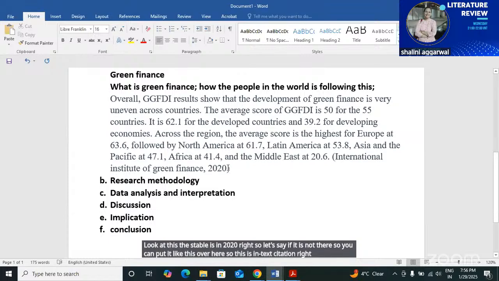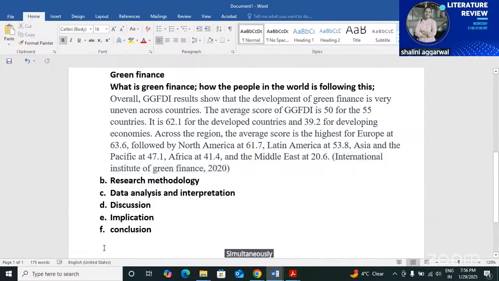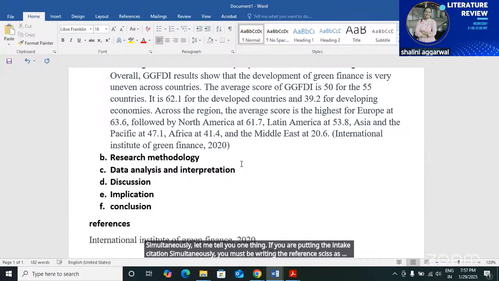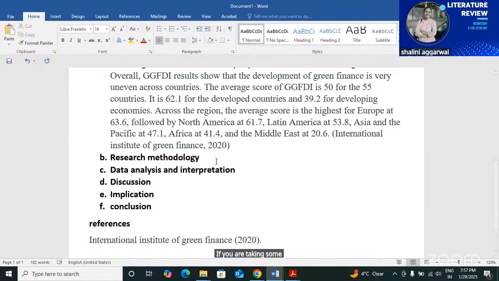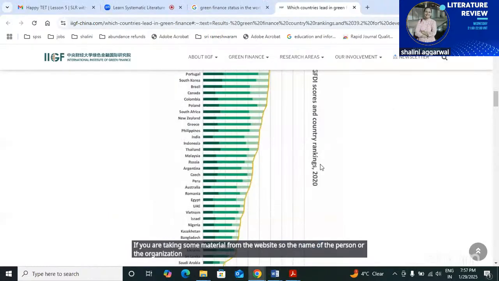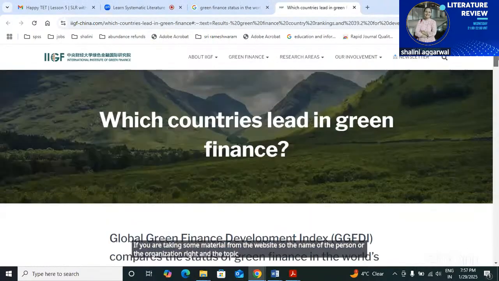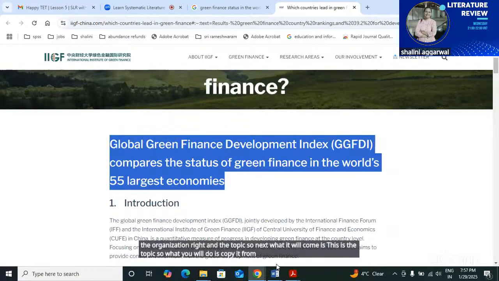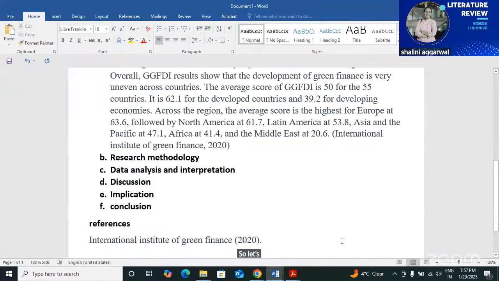So how do we write the reference simultaneously? Let me tell you one thing. If you are putting the in-text citation, you must be writing the references as well. So write this into the reference. And how do we write the reference for this? If you are taking some material from the website, so the name of the person or the organization, right? And the topic. So next what it will come is, this is the topic. So what you will do is copy it from here. So this is the topic. So let's copy it here and put it here.